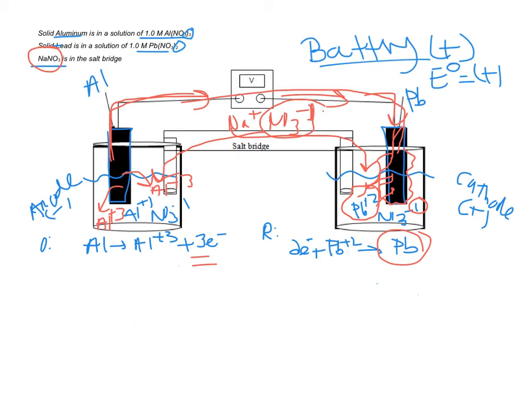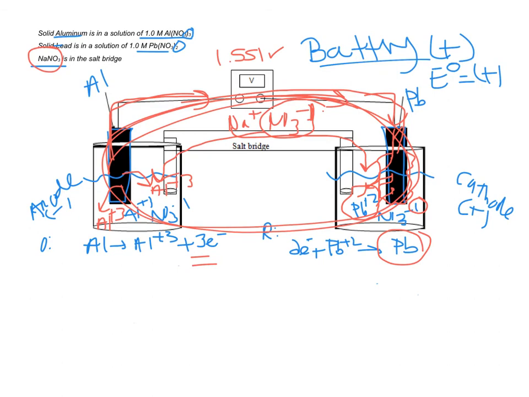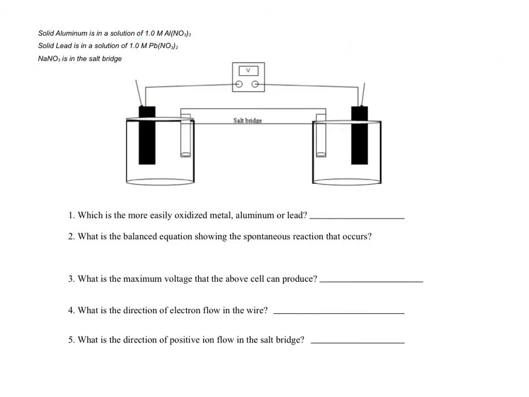And then, I think we got electricity. And we've already predicted that I think it would be 1.551 volts would be the current that could be flowing through this battery. So now they're going to ask us questions about the drawing that we just did.